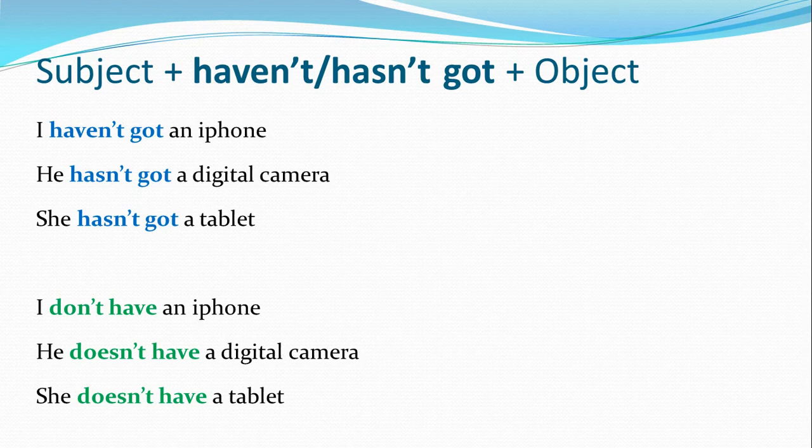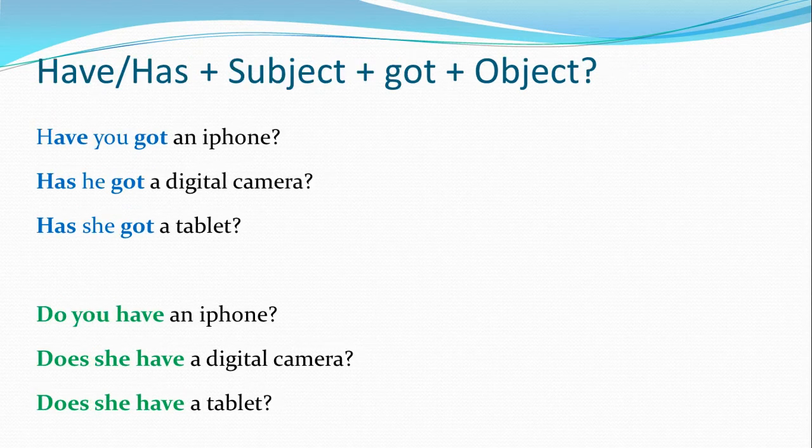And then what about the interrogative sentence? Here, have or has, subject, got, and object or complement. You see the example there. Have you got an iPhone? Has she got a digital camera? Has she got a tablet?